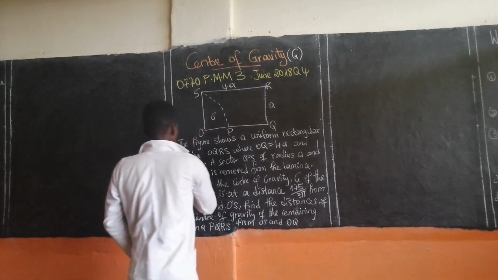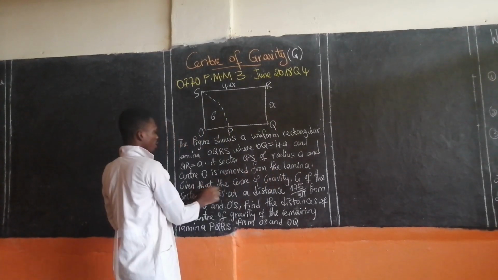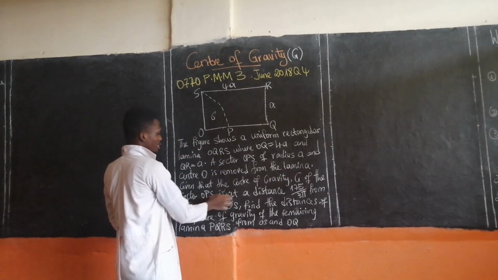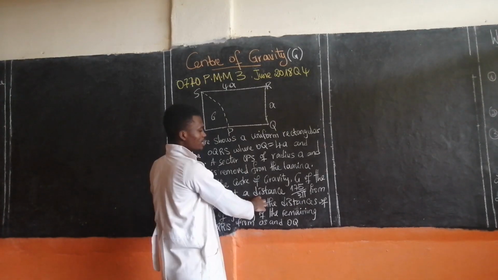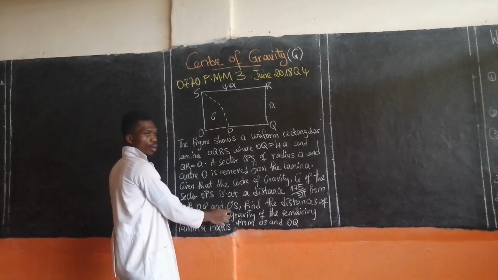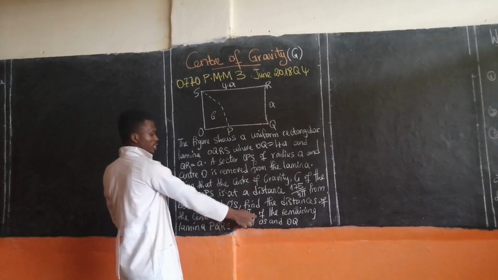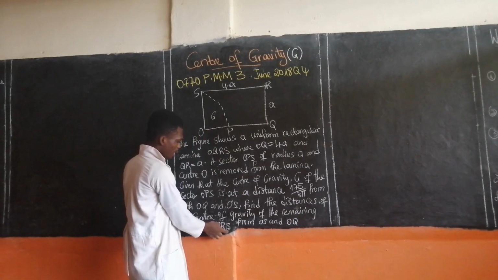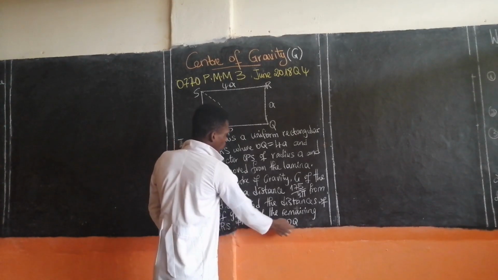and center O is removed from the lamina. Given that the center of gravity G of the sector OPS is at a distance 4a over 3π from both OQ and OS, find the distances of the center of gravity of the remaining lamina PQRS from OS and OQ.